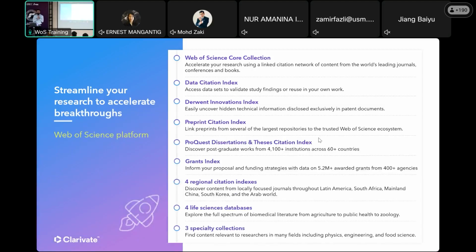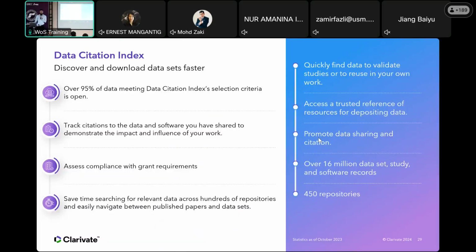Just as we've been talking about a lot of genomics and computational biology data, in a lot of ways the Data Citation Index relates to these papers, but this is exactly where it sits. It is for accessing data sets to validate study findings and reuse your own work. But let's talk about what exactly it is about.